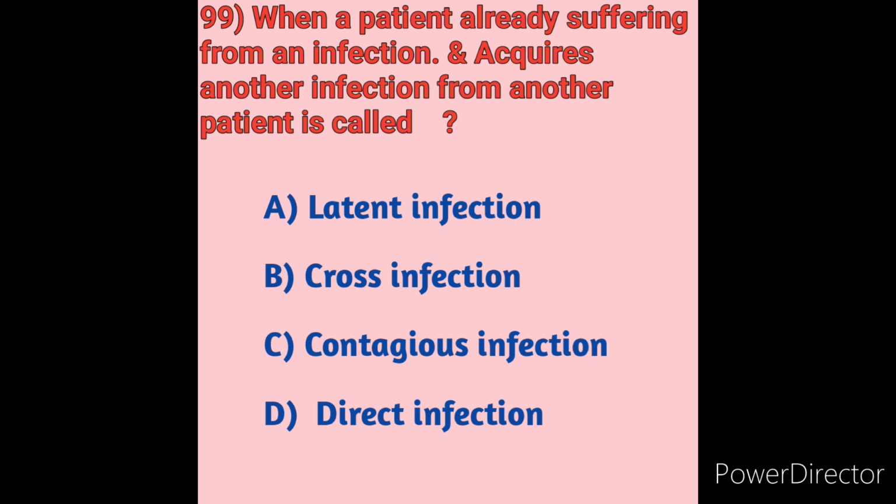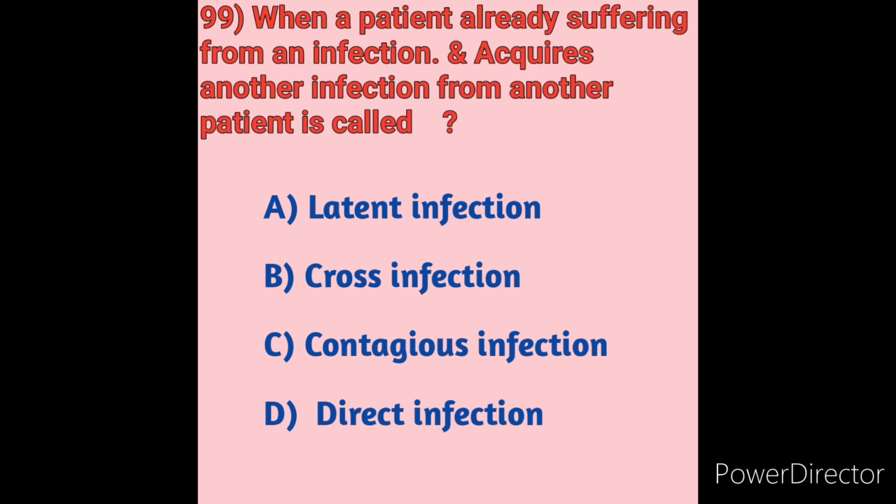When a patient already suffering from an infection acquires another infection from another patient, it is called as. We will see the options. Option A, latent infection. Option B, cross infection. Option C, contagious infection.